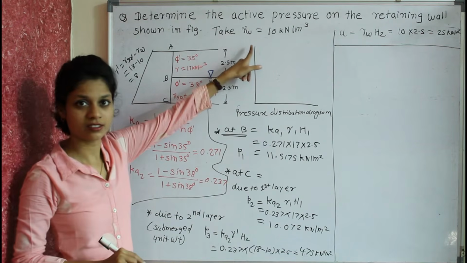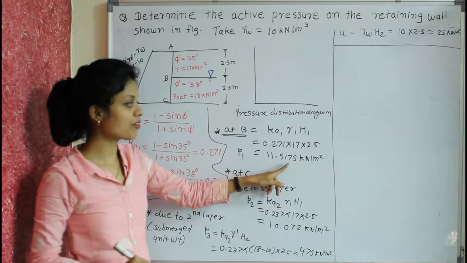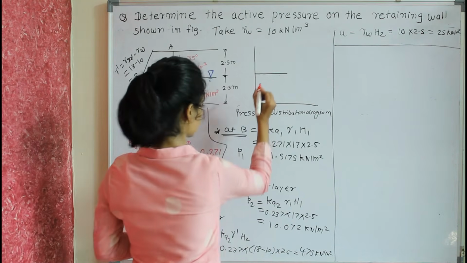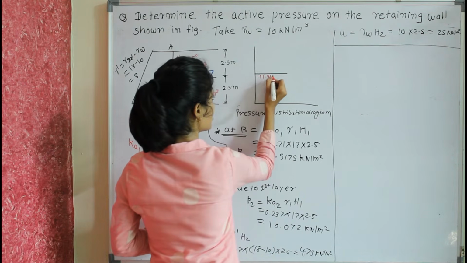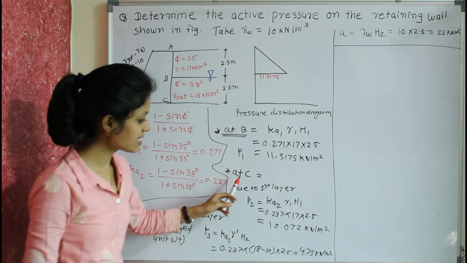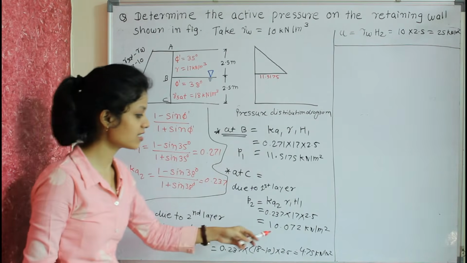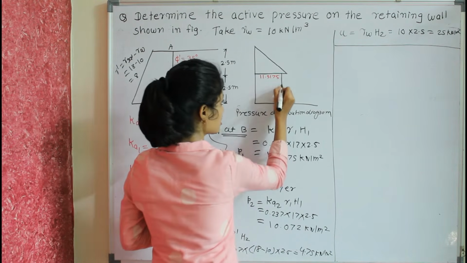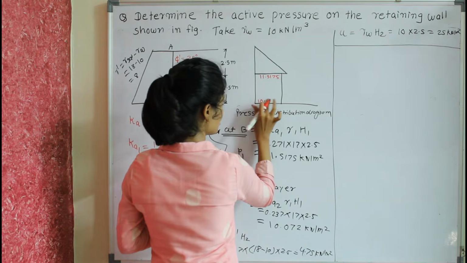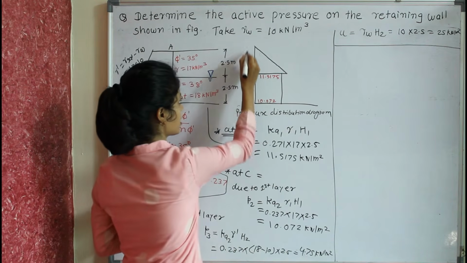Here at A it is 0, at B P1 is 11.5175. Join this line. At C, due to the first layer, it is 10.075. You can see 11.5175 is greater than the second. Therefore, here it is 10.072 at base C.